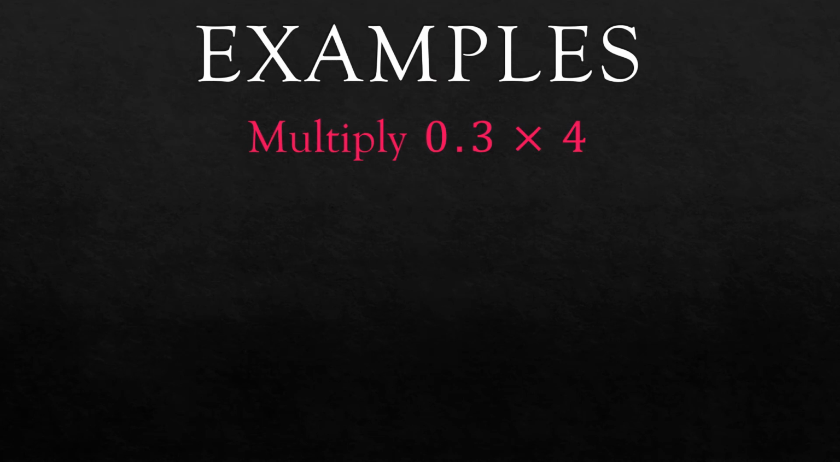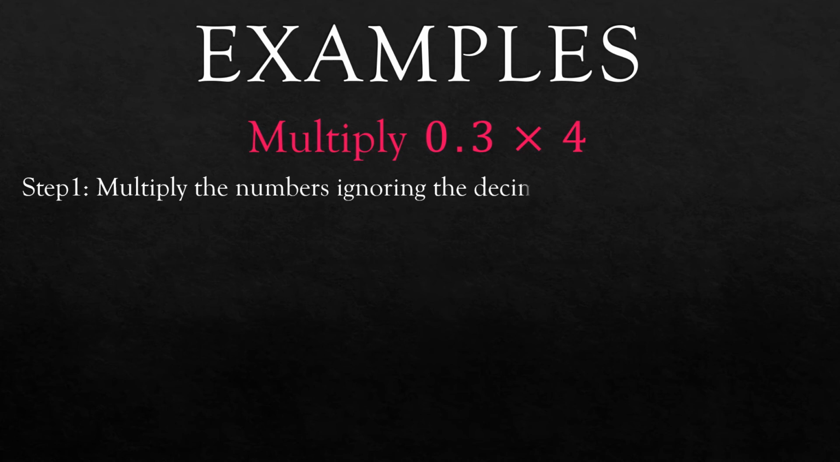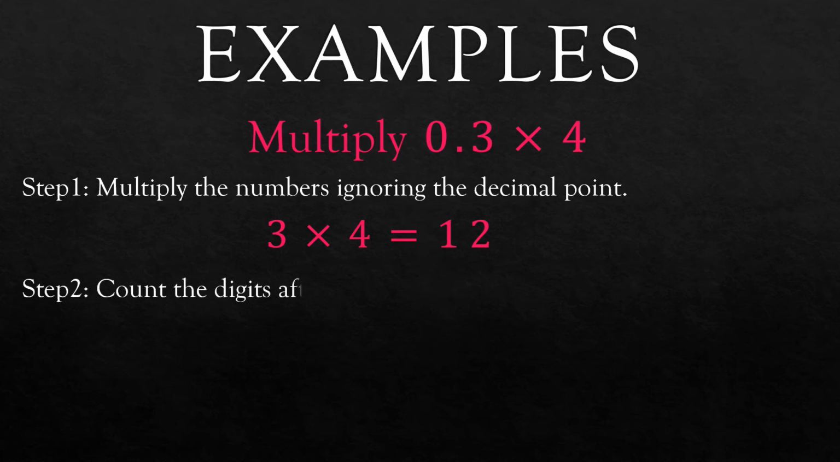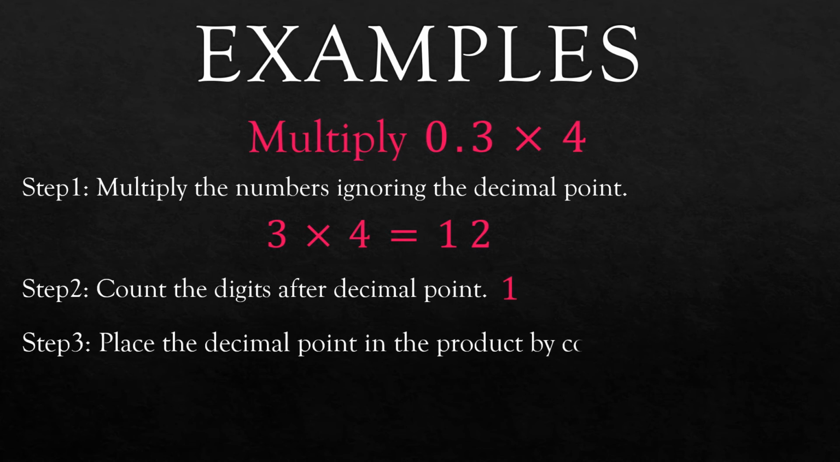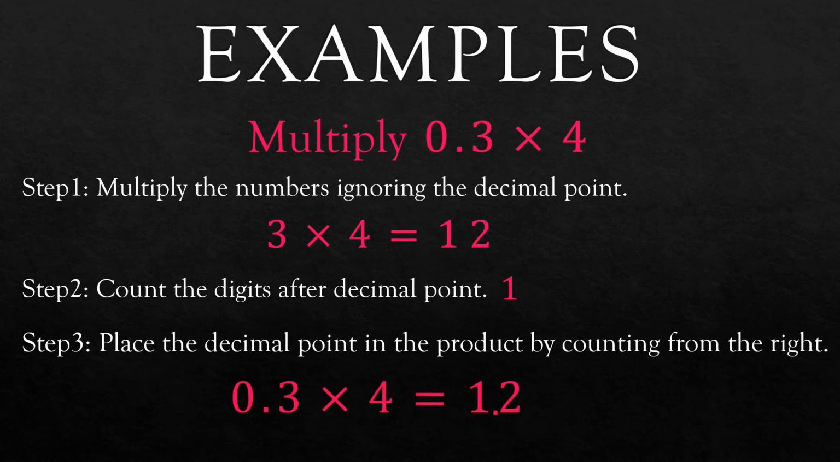Let's multiply a decimal number by a whole number. For example, 0.3 multiplied by 4. How can we multiply a decimal number by a whole number? Let's see. Step 1. Multiply the numbers ignoring the decimal point. 3 multiplied by 4 is equal to 12. Step 2. Count the digits after decimal point, which is 1. Step 3. Place the decimal point in the product by counting from the right. So the answer is 1.2.